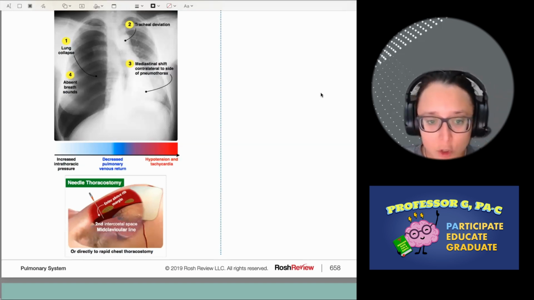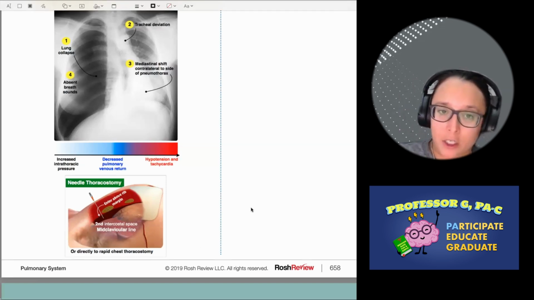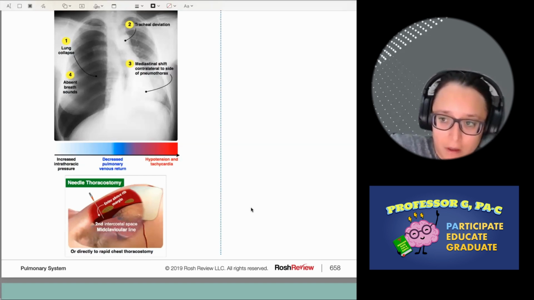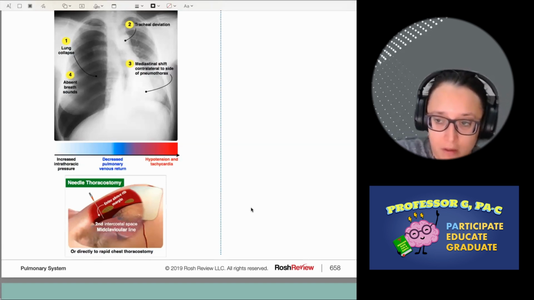The tube thoracostomy is a chest tube that they place in the mid-axillary line in the fifth intercostal space. That's on the same side of the lung. Those are three different things. Sometimes they'll put in a tube thoracostomy when you have blunt chest trauma and a hemothorax, when you have blood in there. They'll do a tube thoracostomy for that and not a thoracentesis.